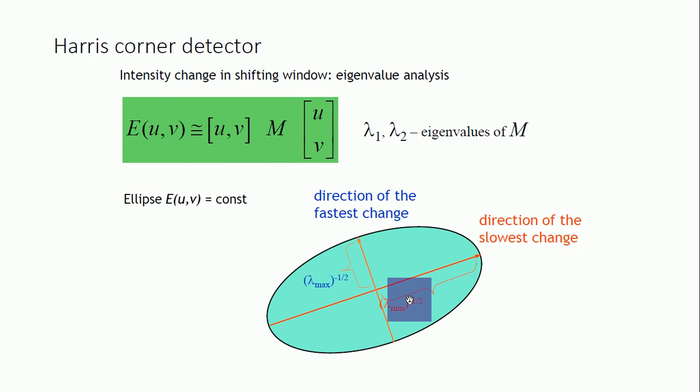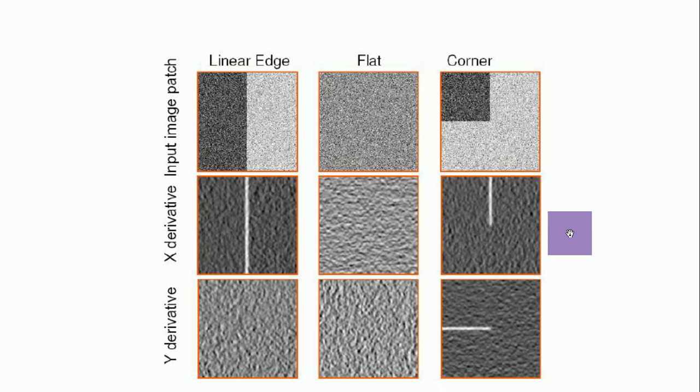Now corner detection: the intensity change in the shifting window is analyzed by eigenvalues. Lambda 1 and lambda 2 are the eigenvalues of the matrix M. The ellipse is constant. The direction of the fastest change corresponds to lambda maximum, and the direction of the slowest change to lambda minimum. Now in these functions we see the linear edges, the flat region, and the corner.